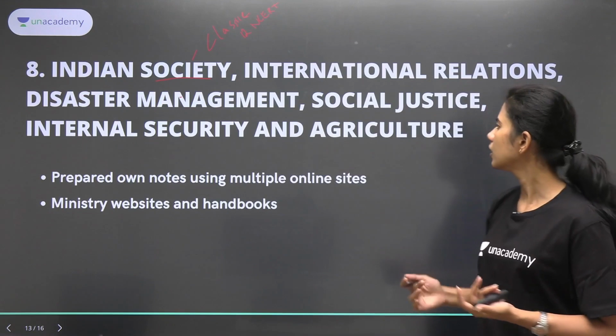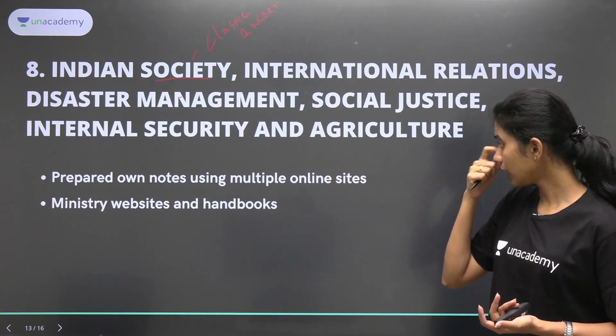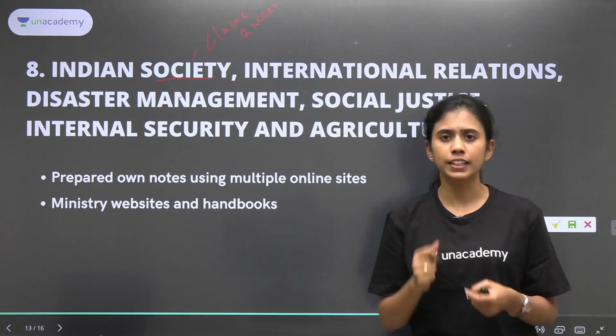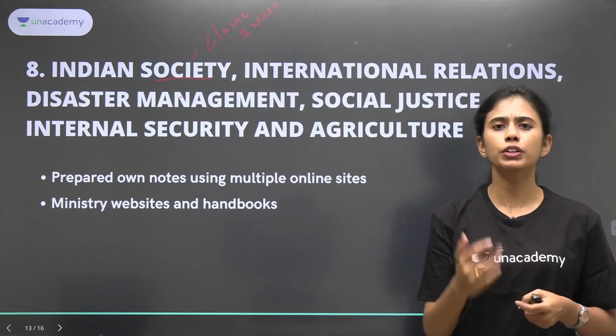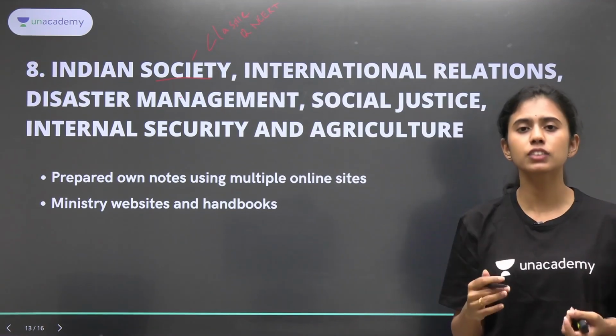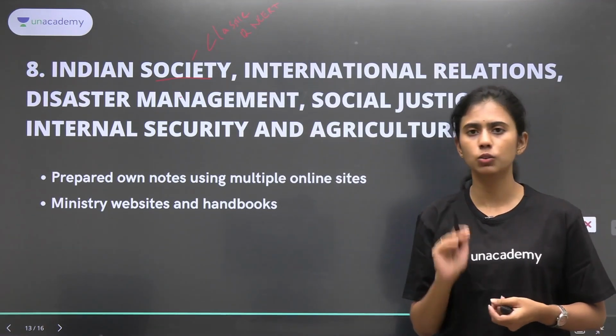So this is again something that is very dynamic, so you can cover it mostly from the current affairs material that you have. Along with this, for disaster management, again, there is no set way of doing disaster management. What you can do is pick any current affairs material, any institute material that is there in the market, and go through it.